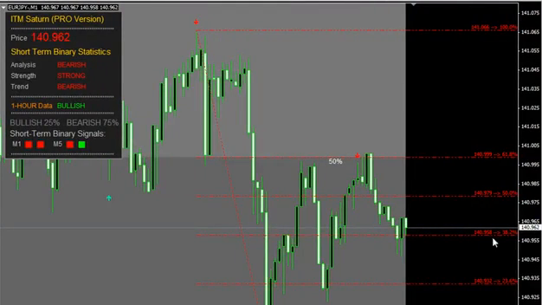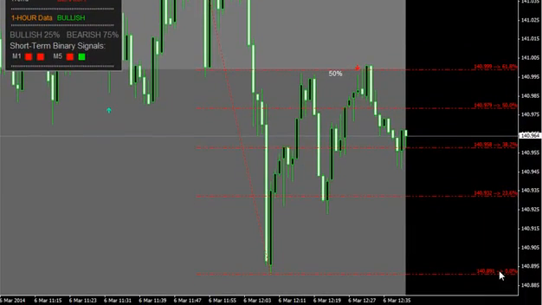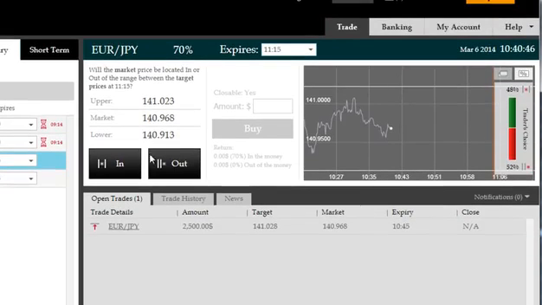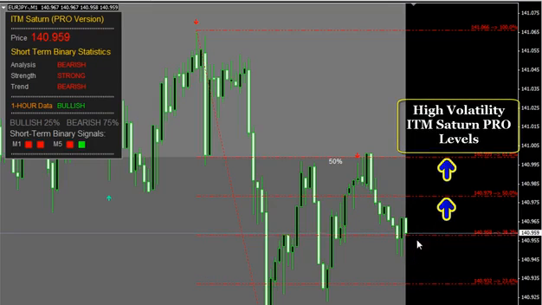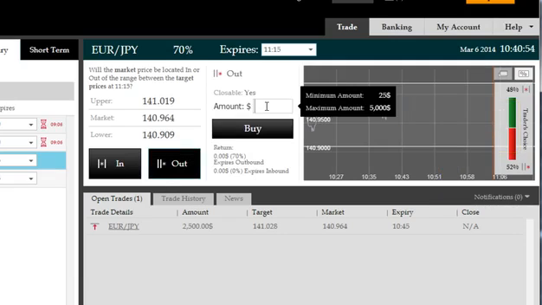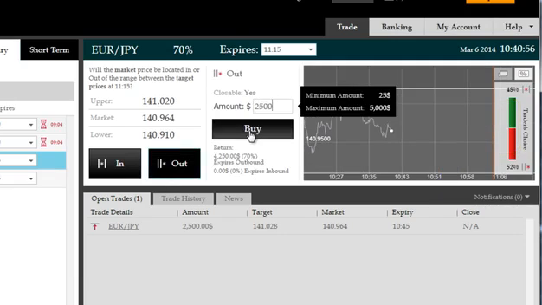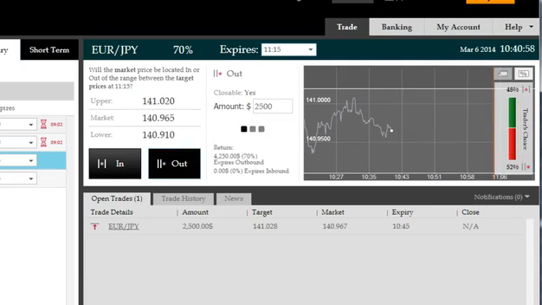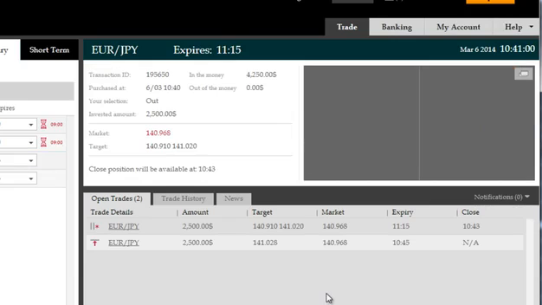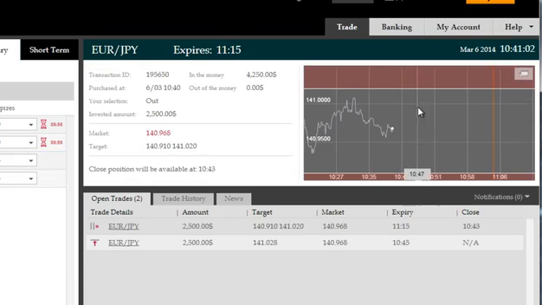Let me just confirm the numbers here. 140.9 is around the 38.2 level, and 141 is above the 61.8% level. As you know, ITM Saturn PRO puts in the 50% and 61.8% at high volatility zones. It is therefore a good assumption that a boundary trade will result in a favorable outcome if we go for outside the boundary, because the volatility will be so high that it will escalate outside of this boundary.